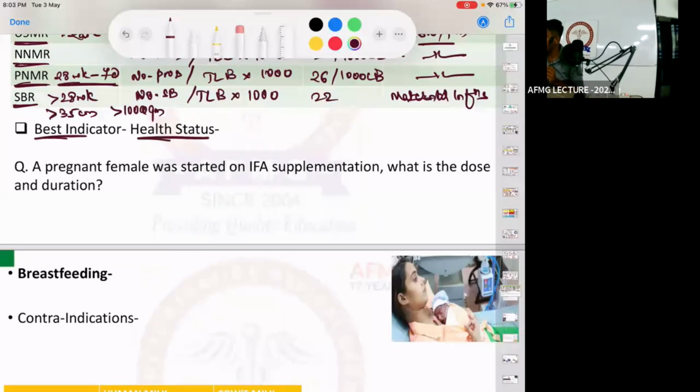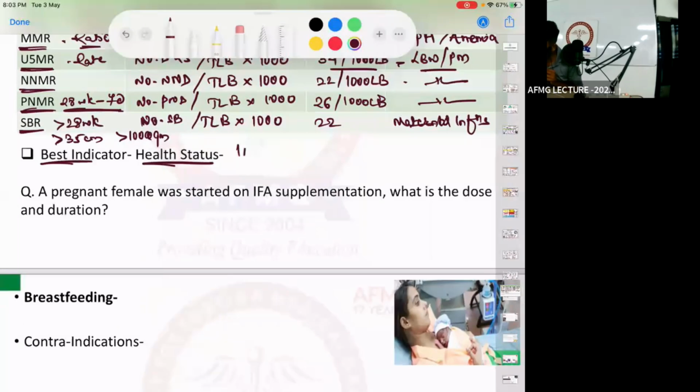Best indicator of health status in a country or a society is infant mortality rate. How good a health you are giving your children is what determines the best health indicator of a society. Best indicator for social development of a society is under 5 mortality rate. It will tell you how the social development is occurring in the children from 0 to 5.